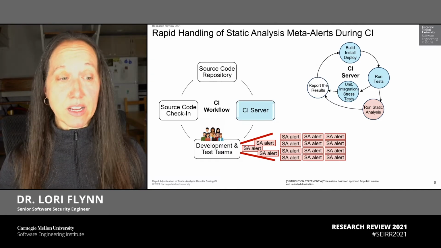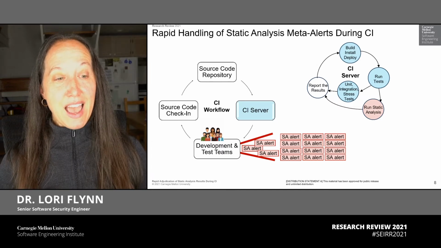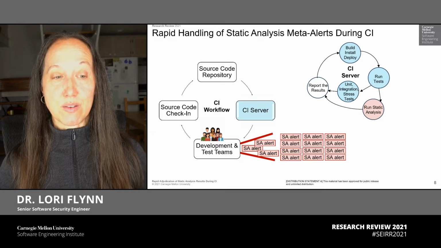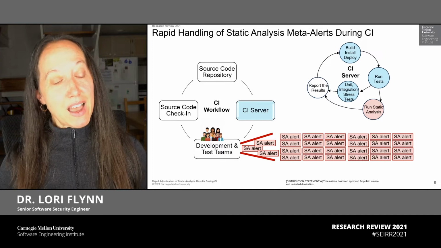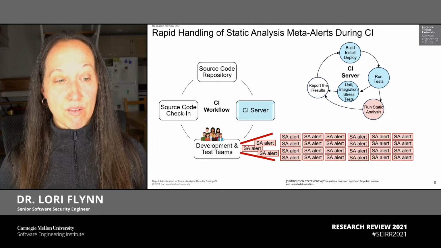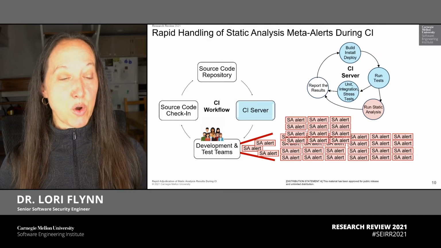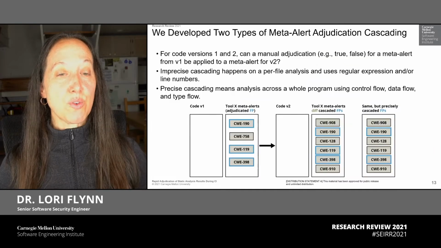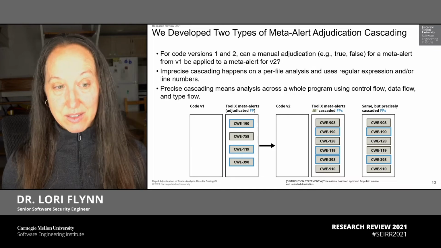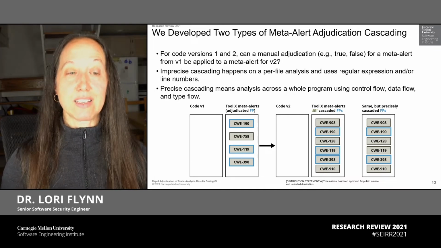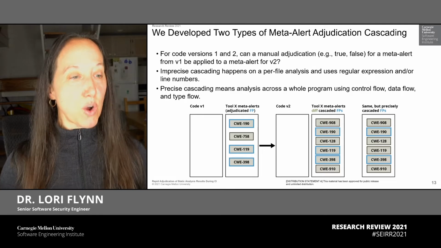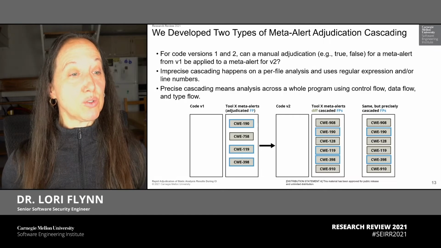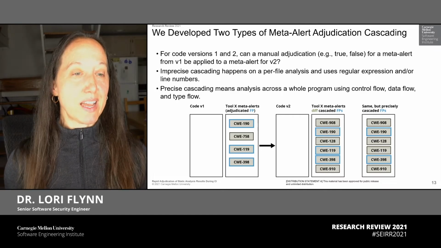Another issue to consider is that as a code base grows and static analysis tools are run on it during the CI build, many of the warnings are repeated as the code base grows. Not all of them, though. So there's this question of what to do with manual adjudications of the static analysis from one code version to the next. For code versions 1 and 2, can an adjudication from V1 be applied to an adjudication for V2? We call that cascading.